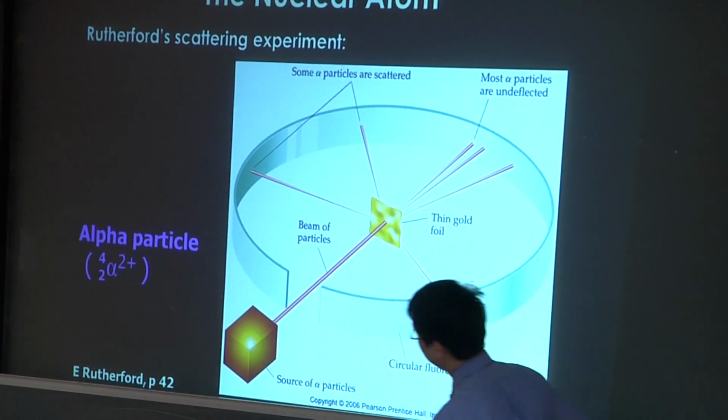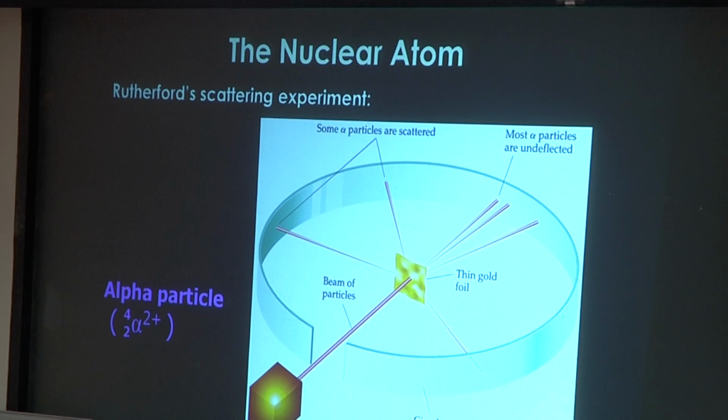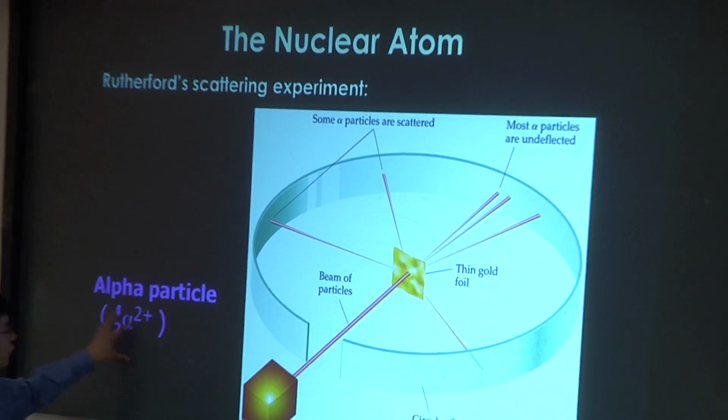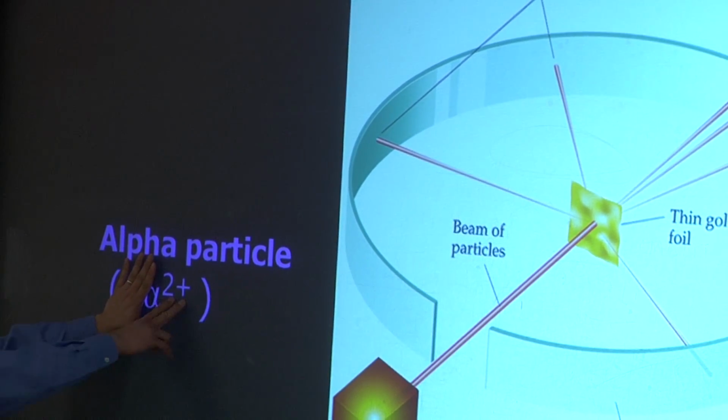Ernest Rutherford did another experiment, and your book talks about a bunch of other experiments. We're not going to go through all of them in class, but Rutherford did this experiment, which was quite interesting. So he used what's called alpha particles. Now, you don't know quite what this means yet, except they're positively charged.